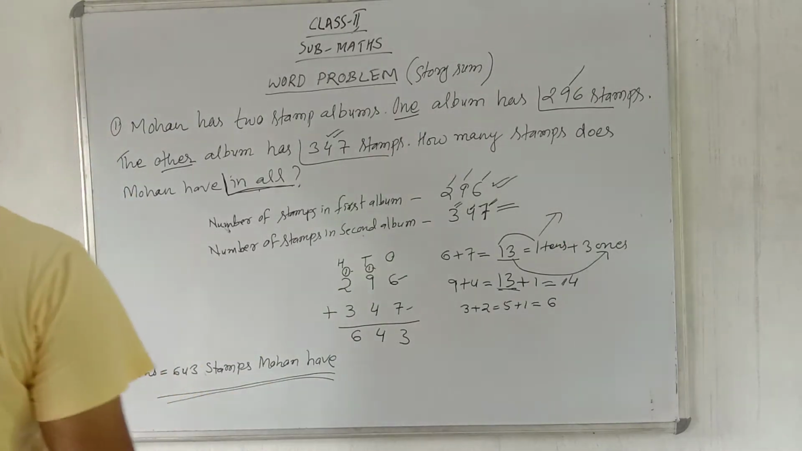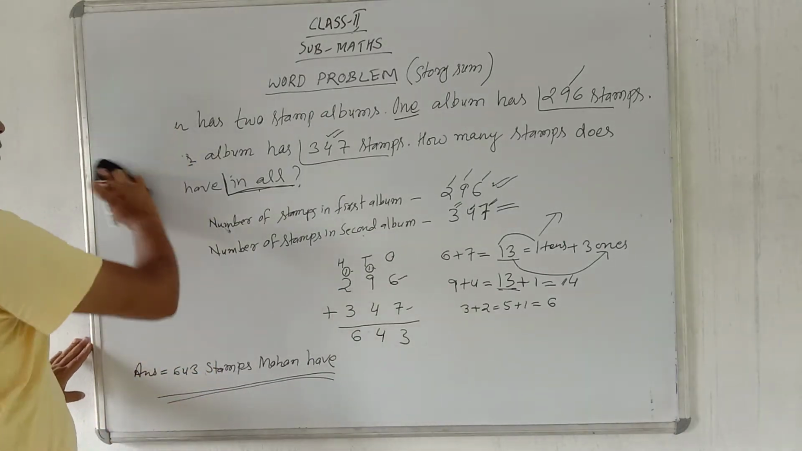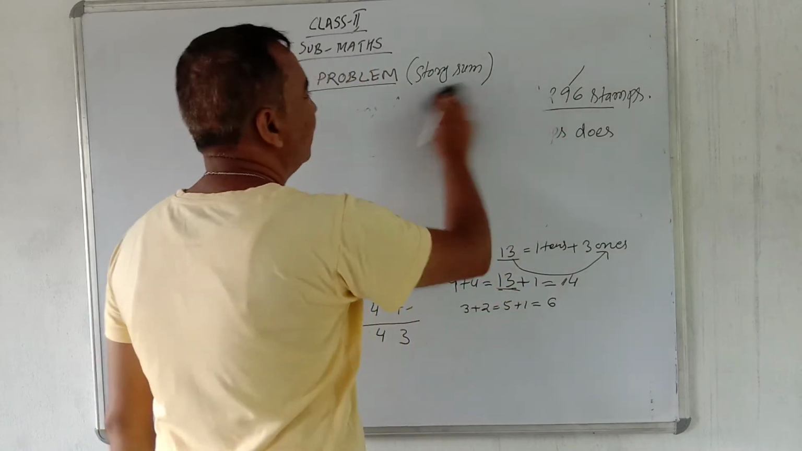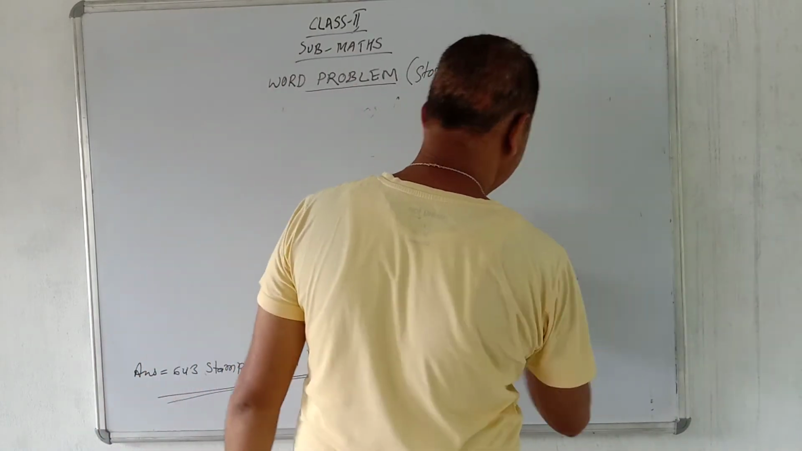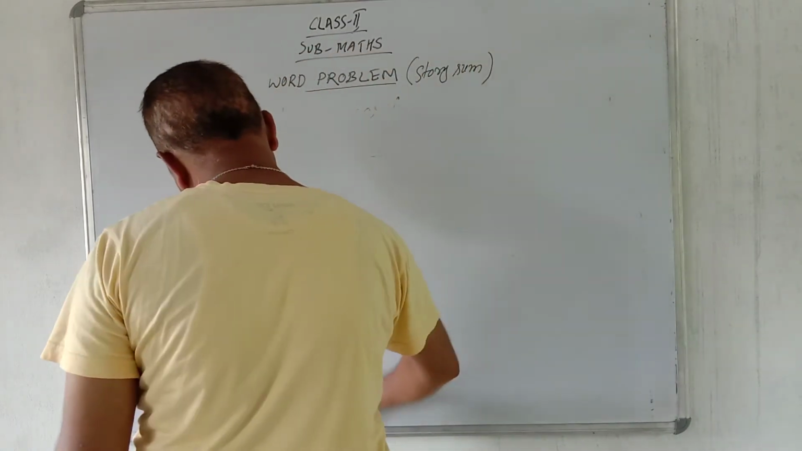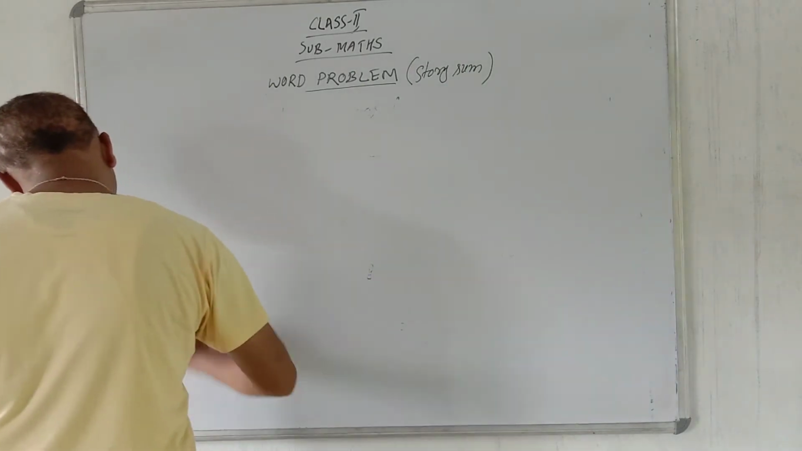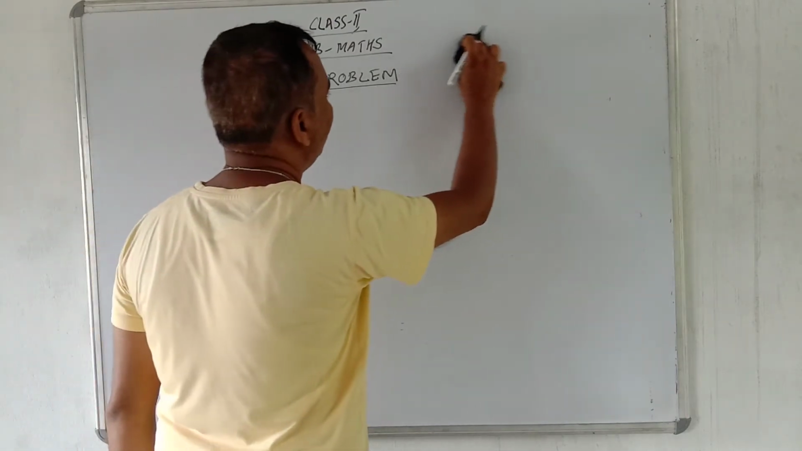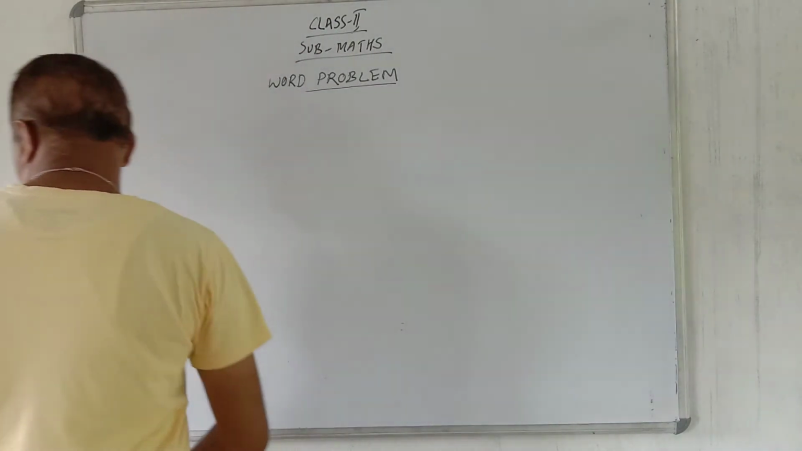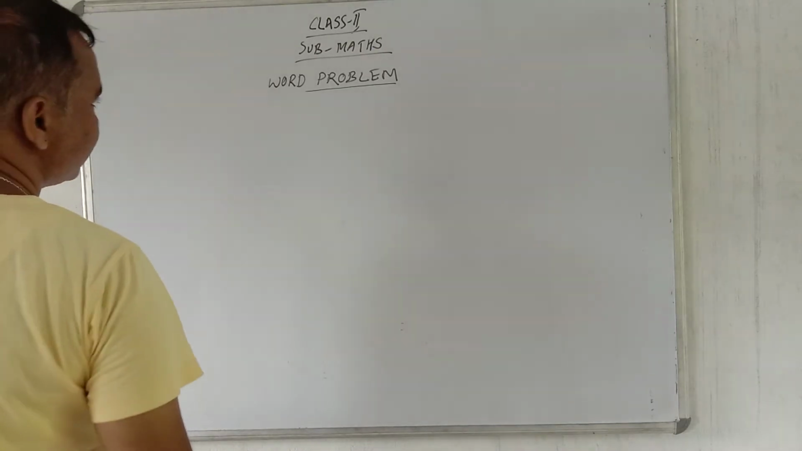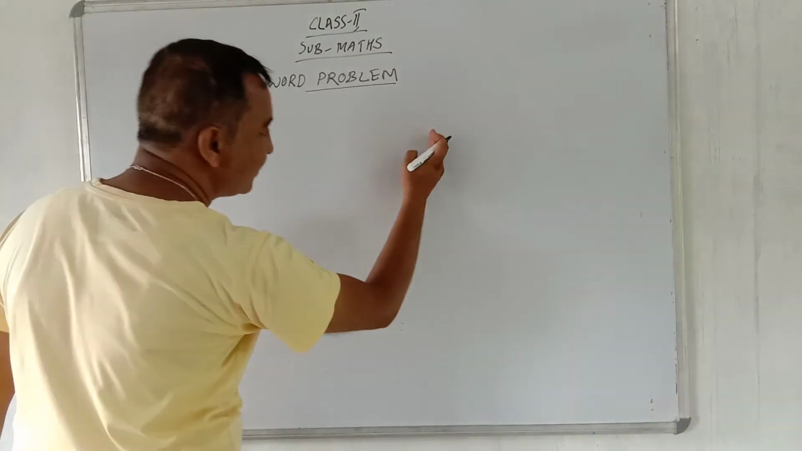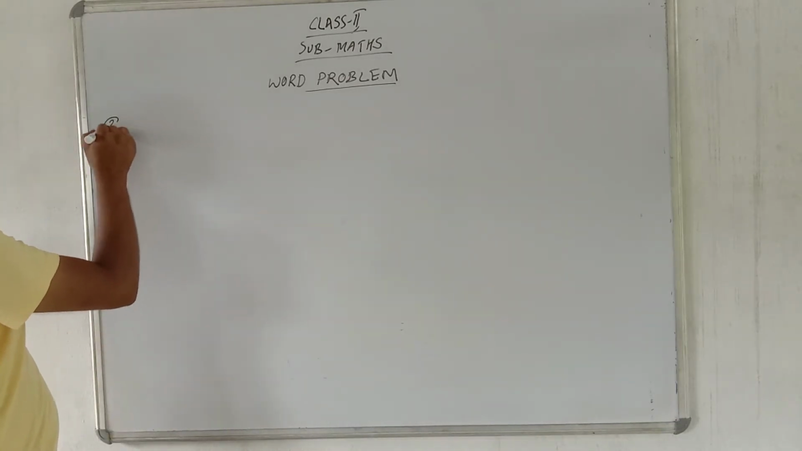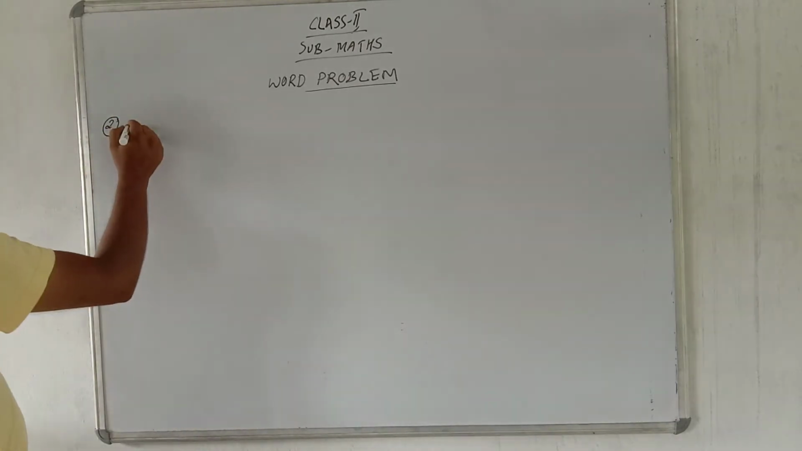Clear? So let me show you the next example. That's example number 2. So in math, there are 3 things: addition, subtraction, multiplication. Please always keep these 3 things in mind, that we always start from the last digit, that is the ones place. Understood?